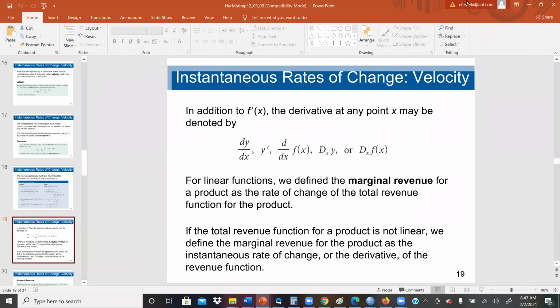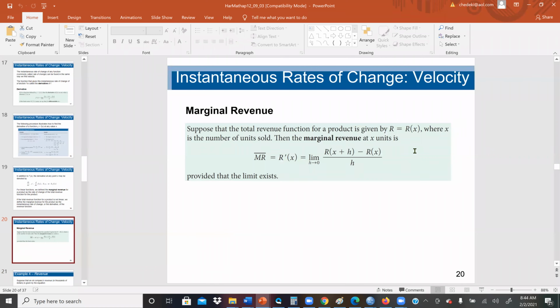So that leads us to finding the derivative of a function. These are just the symbols we can use, as we said. And also, if we have a revenue function and they say we should find the marginal revenue, it's a rate of change of the revenue. So we have to find the derivative of the revenue. So marginal revenue is the same as finding the derivative of a function.